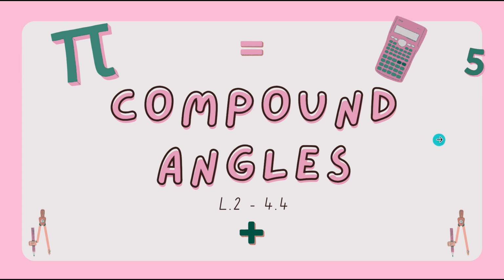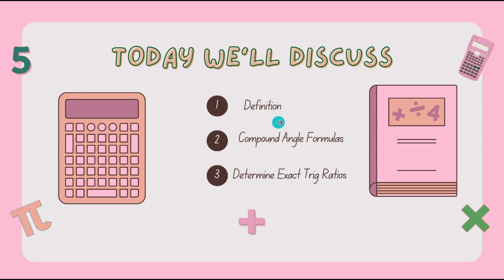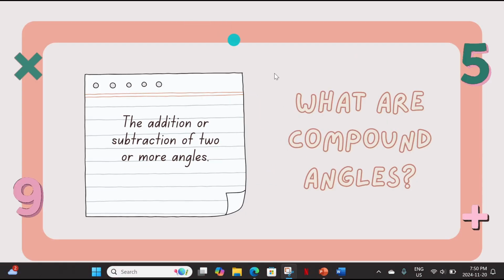About compound angles. In this lesson, we're going to look at the definition of compound angles, some compound angle formulas, and how to use these formulas to determine the exact trig ratios. So, what are compound angles? Compound angles are the addition or subtraction of two or more angles.